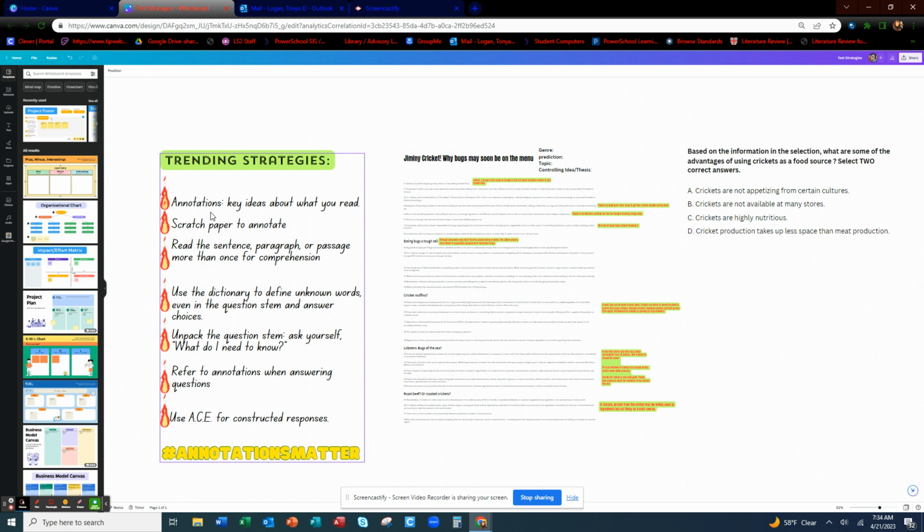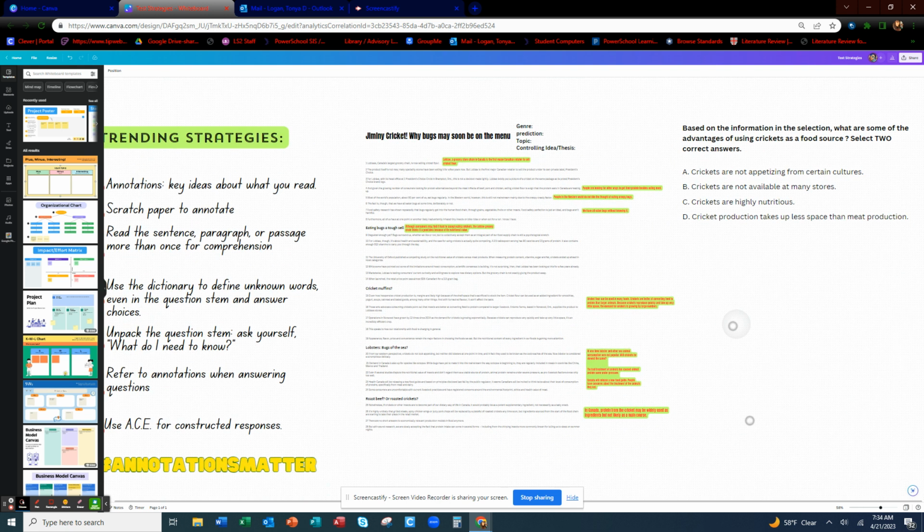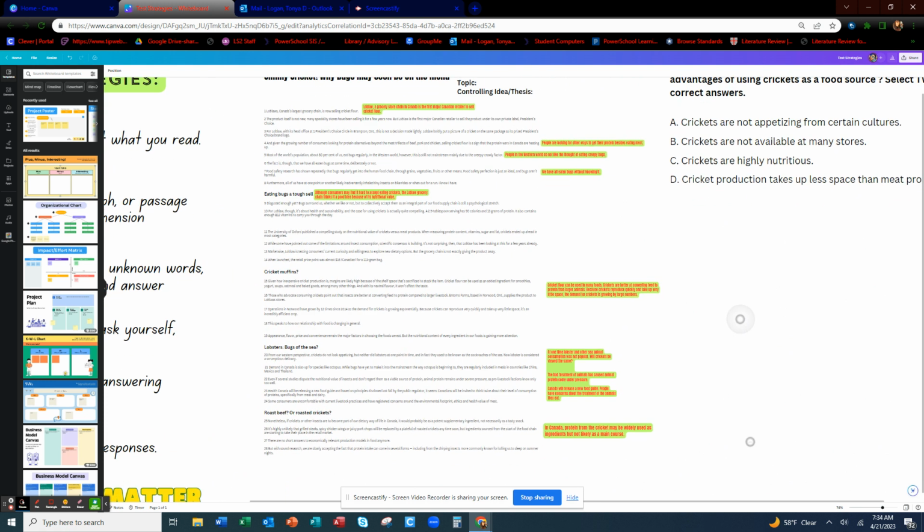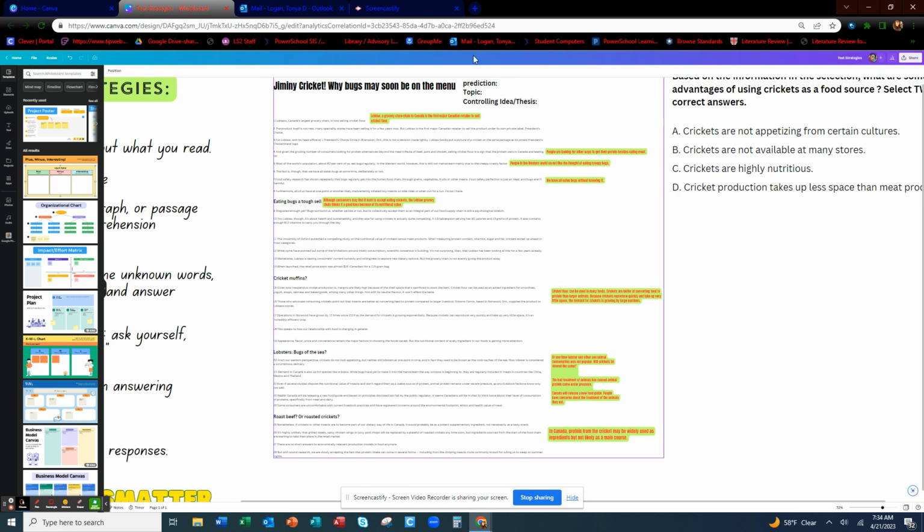The first thing I want you to note is that you should annotate. What are you annotating? You are annotating the key ideas about what you read. So if we take a look here at this passage that you will complete today, you will see where I took the time to annotate.